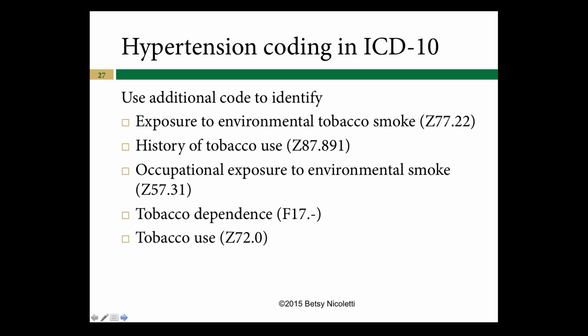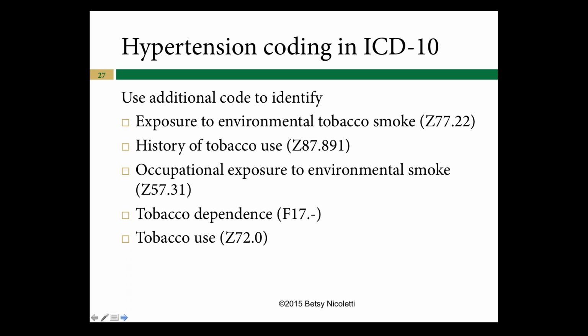Now, hypertension coding in ICD-10, when we get there, it says use an additional code to identify smoking status: the exposure to environmental tobacco smoke, history of tobacco use, occupational exposure to environmental smoke, tobacco dependence, or tobacco use. So a patient who used to use tobacco, we can put that history of tobacco use. Tobacco dependence, the second from the bottom, F17 dot dash, that is the equivalent to 305.1. That's the mapped code there.